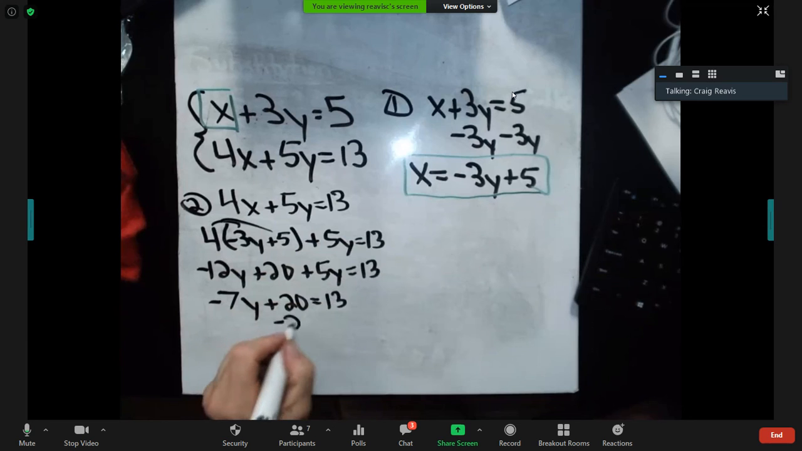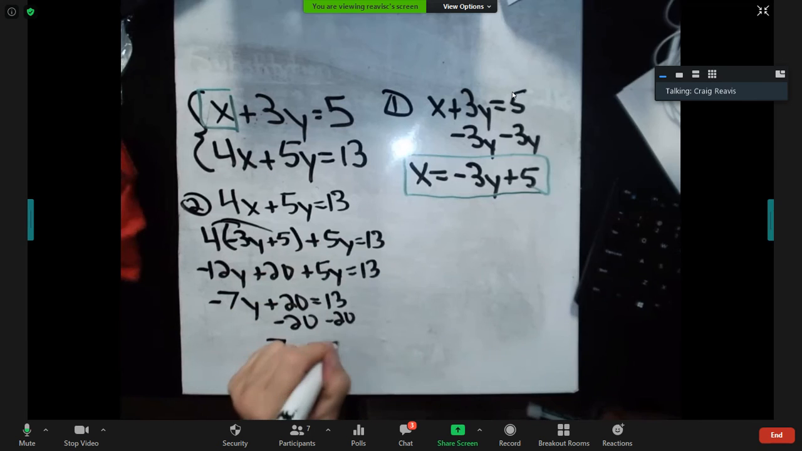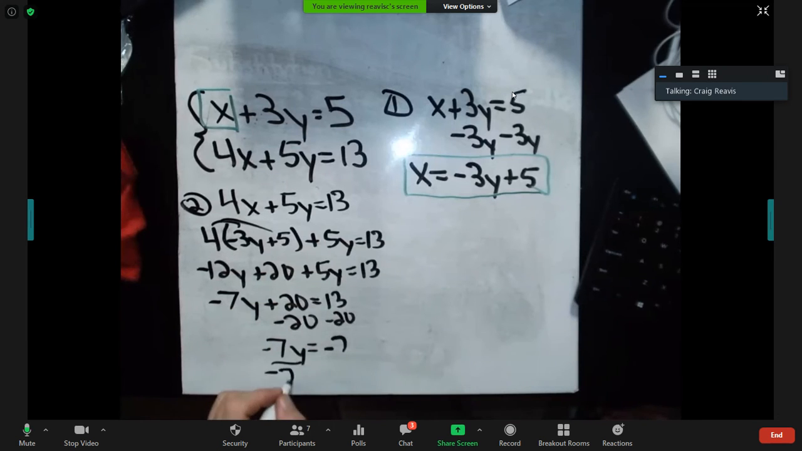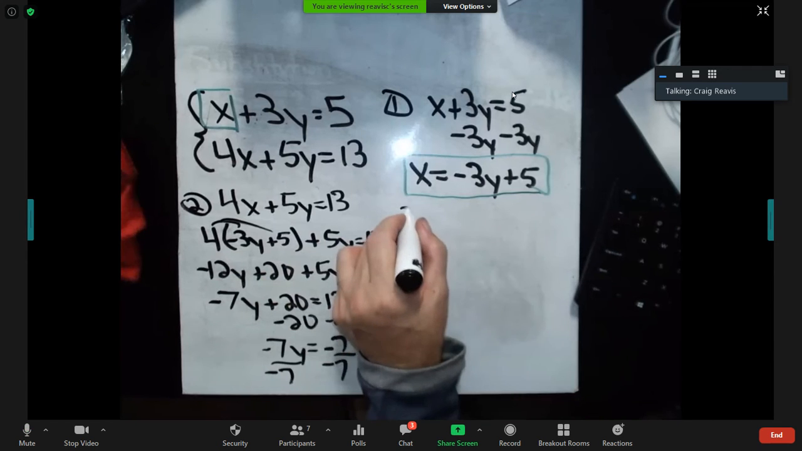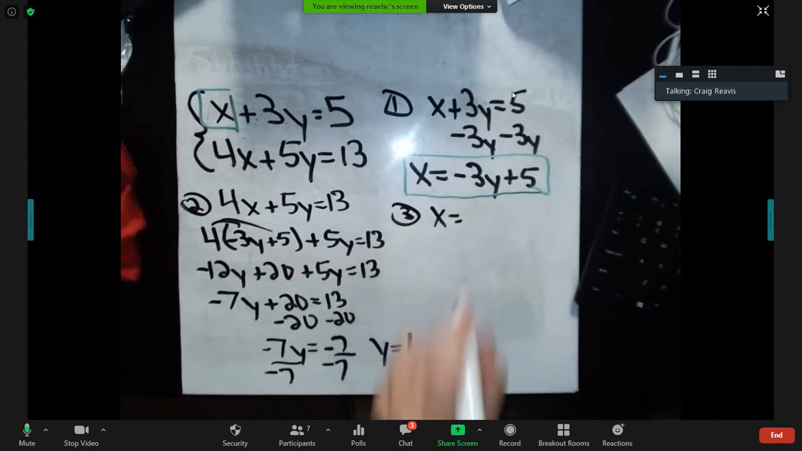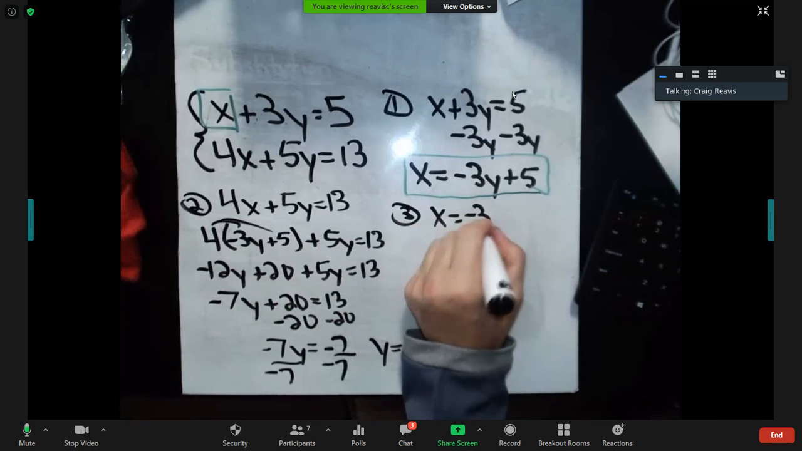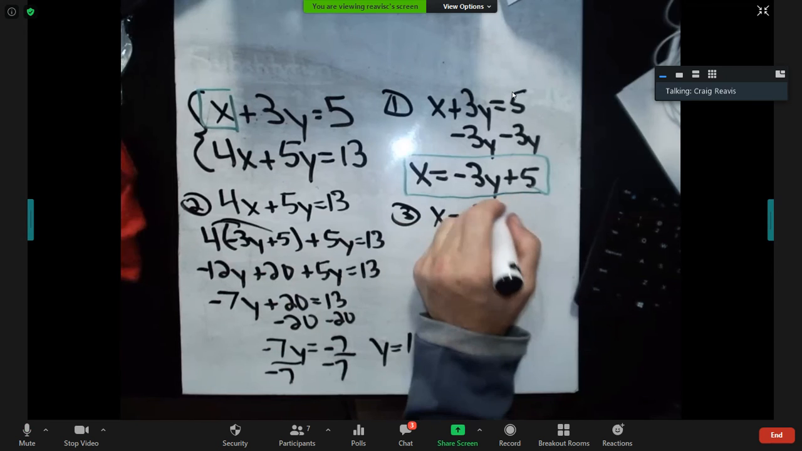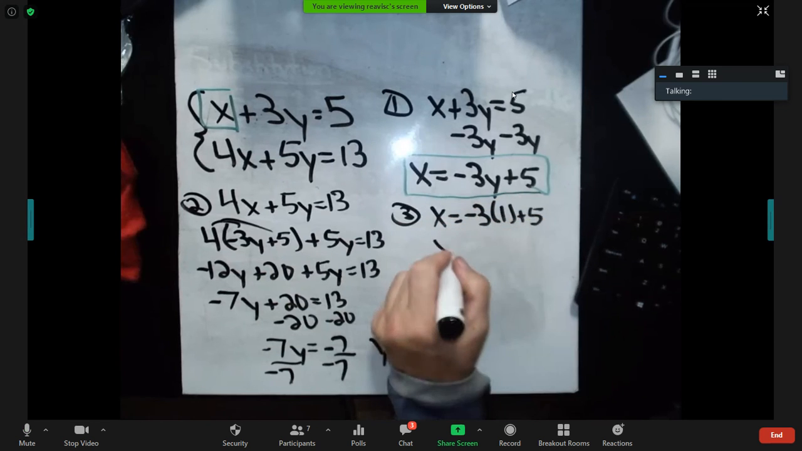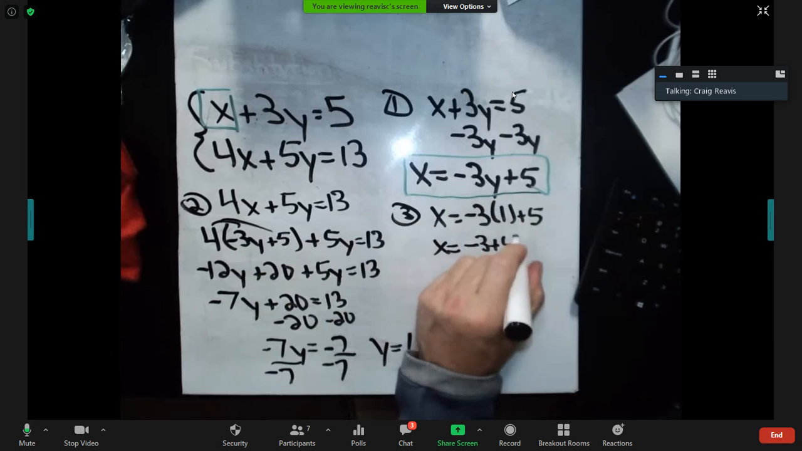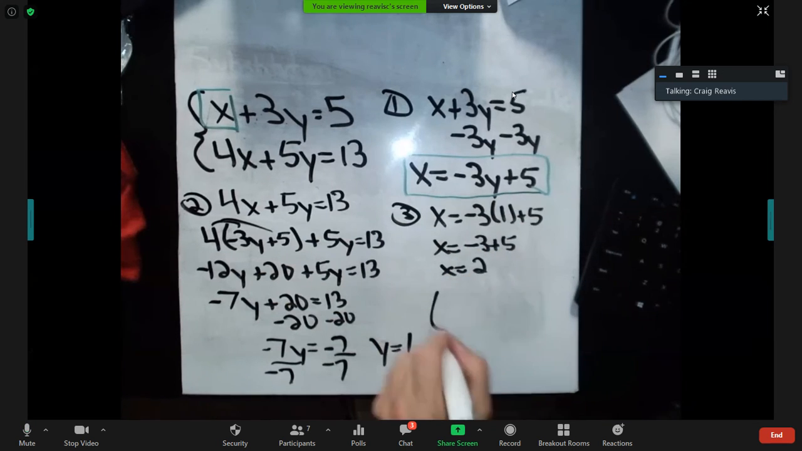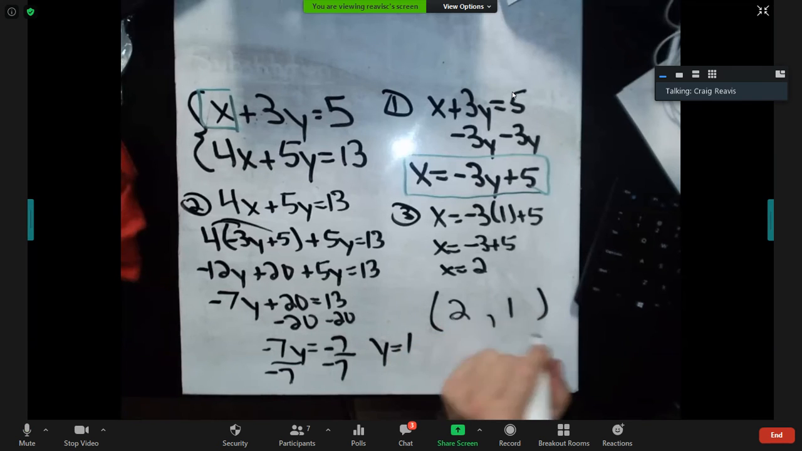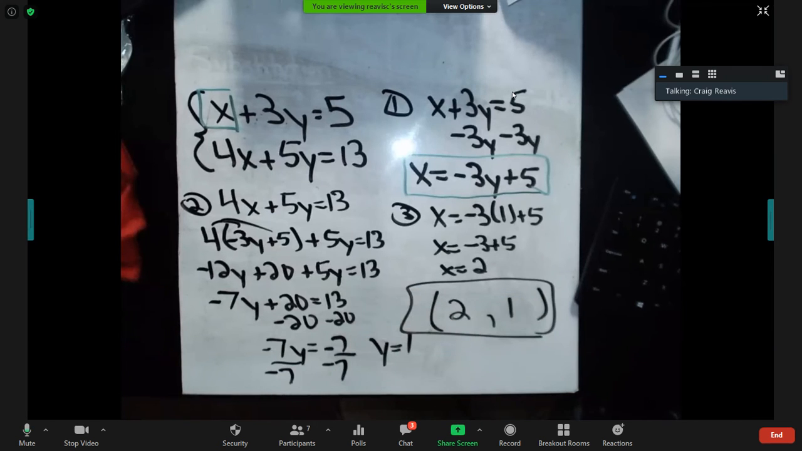Now it's just an easy 2 steps. Subtract 20. Negative 7y equals what? Negative 7. Divide by negative 7. And I get y equals positive 1. Step 3 is to take what I just found and plug it in for that variable, for y. So that's going to be negative 3 plus 5, x equals 2. So my answer, x, y. That's where those 2 lines intersect.